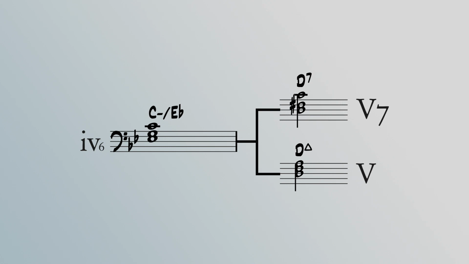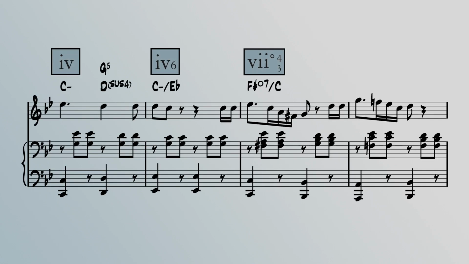Instead, however, we have an inverted 7 diminished 7, and as mentioned prior, the relationship between the diminished 7th chord and the dominant 7th chord is tightly woven. As a result, we can think of this progression as a substitution or modified 4-6 to 5.